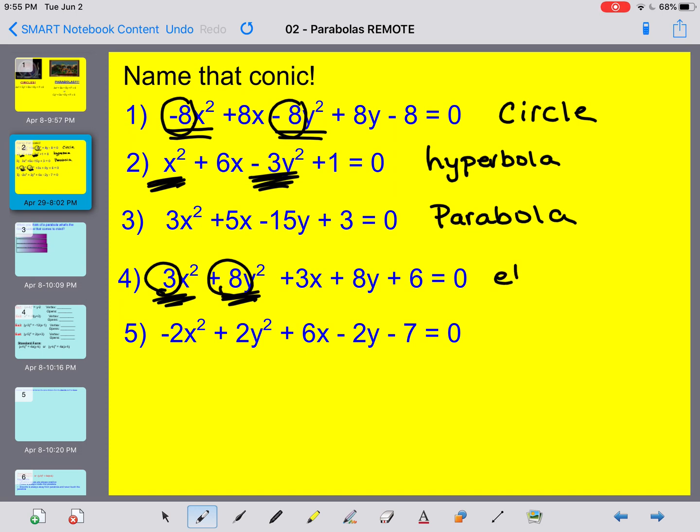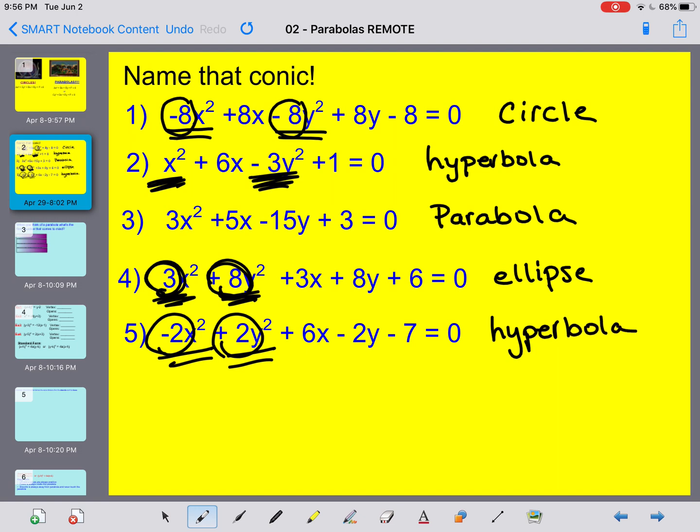That's your ellipse. Think like it's almost a circle, but because the 3 and the 8 aren't the same, it doesn't have this perfectly round shape. It's more ovalish, right? So ellipse. And then in number 5, we've got both terms, but one's positive and one's negative, right? Doesn't matter. Notice the difference between number 2 and number 5. Doesn't matter about the numbers themselves, just positive and negative, opposite signs. So this was hyperbola.